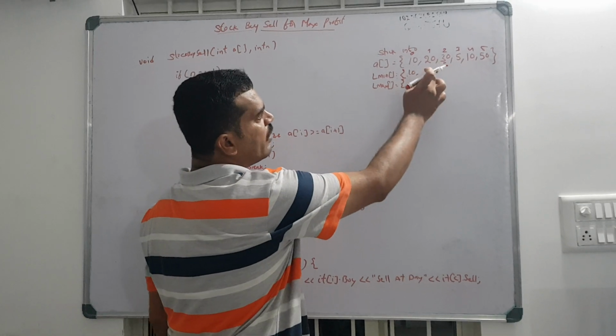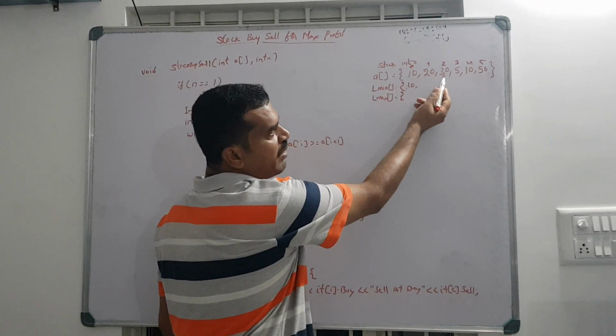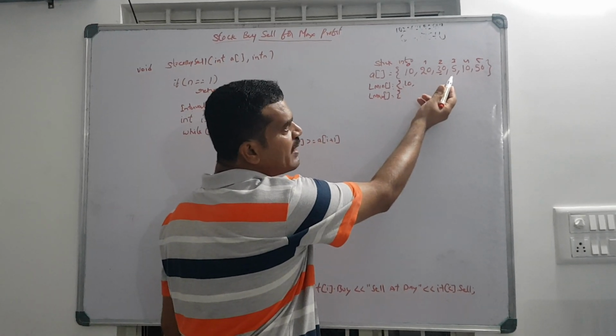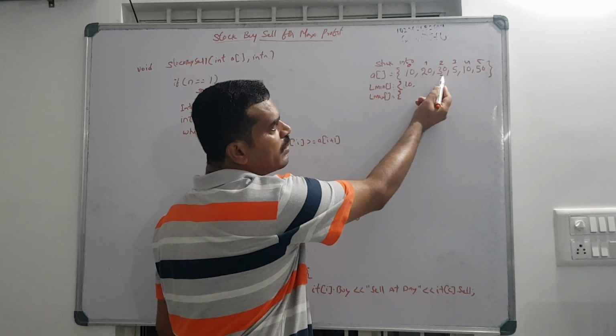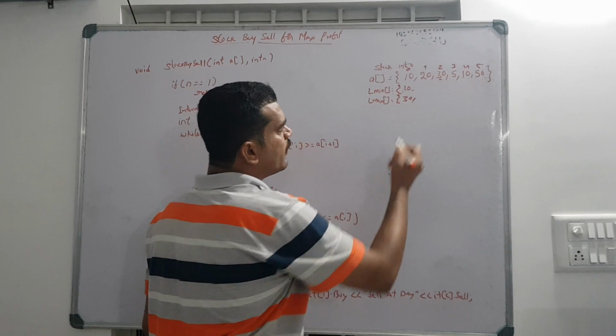For local maxima, you can compare 10 with 20, 20 is greater. So 20 compare with 30, 30 is greater. Compare 30 with 5, 5 is less than 30. That means 30 is the local maxima. So local maxima will be 30.